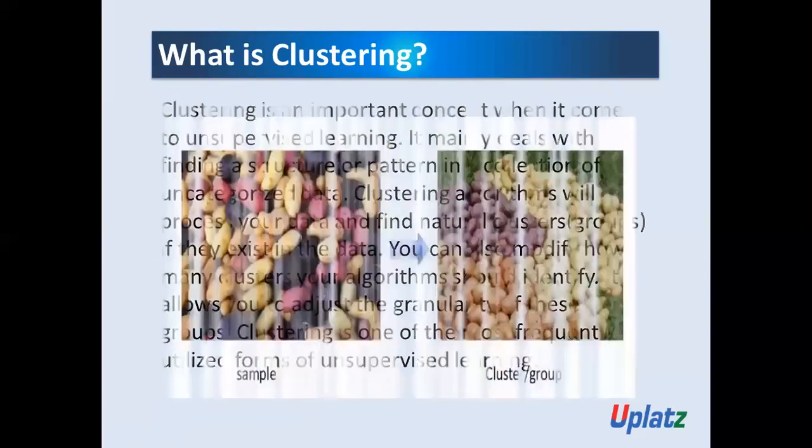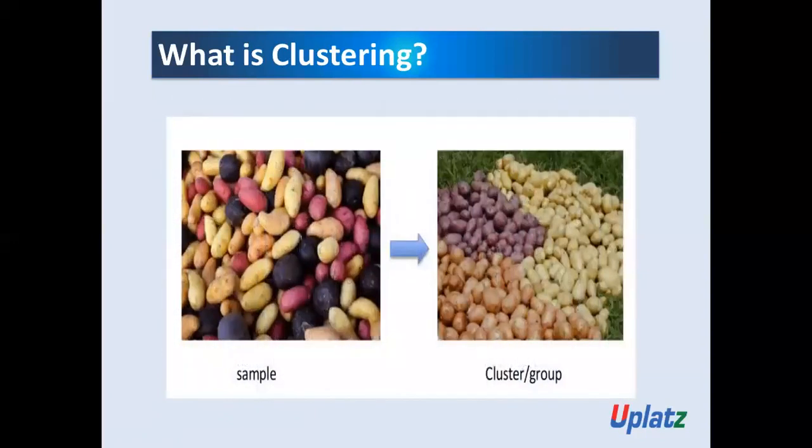See here, suppose this is your data, a sample of data, and if you apply the clustering algorithm to it, you will see three different groups, three different collections of objects: this one, this one, this one. These samples, or this collection of data, are grouped into three different categories. After applying the clustering or grouping, you can see this.